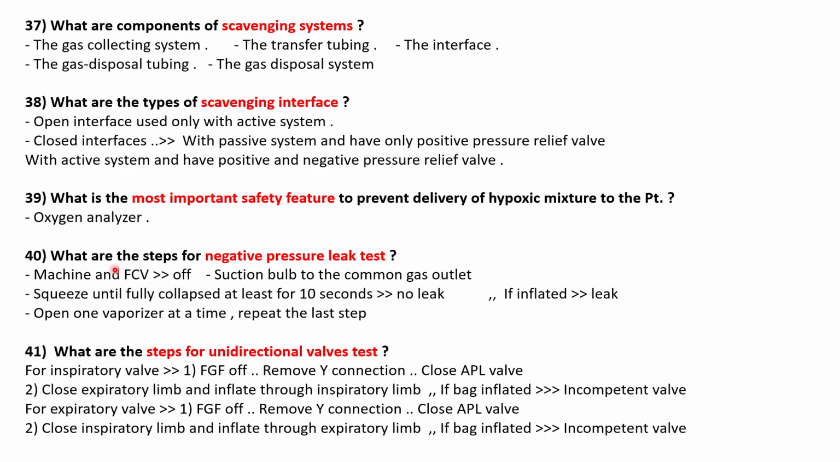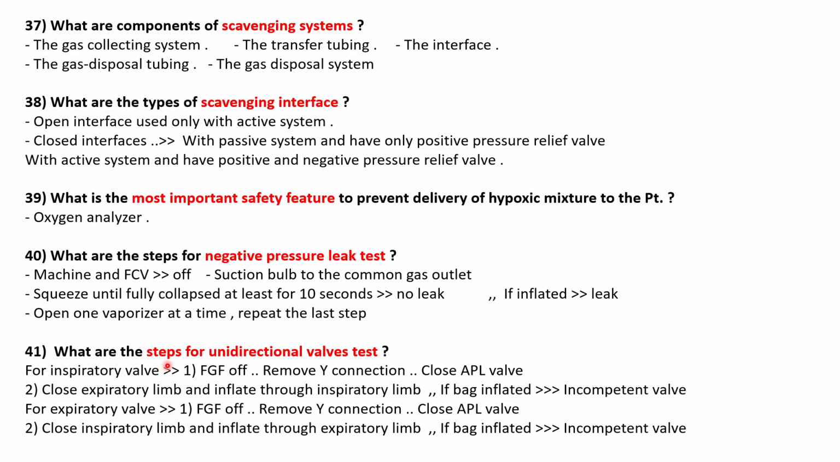Okay, what are the steps for the negative pressure leak test? Machine and fresh gas flow off. Attach the suction bulb to the common gas outlet. Squeeze until full collapse for at least 10 seconds. No leak if it stays collapsed; if inflated, there is a leak. Open one vaporizer at a time. Repeat the last step for every vaporizer you have.